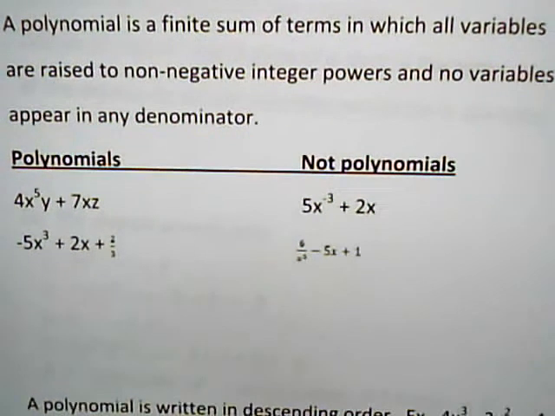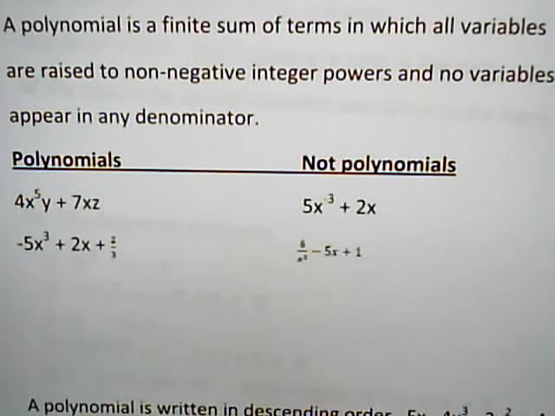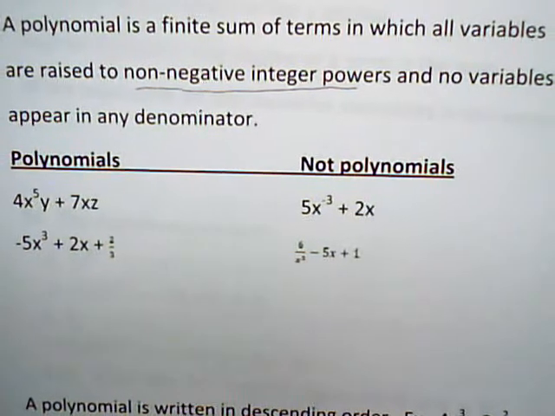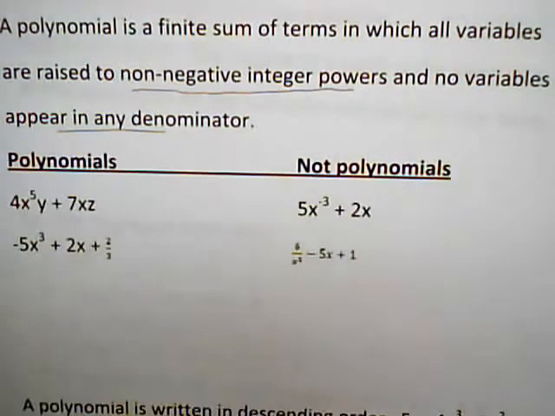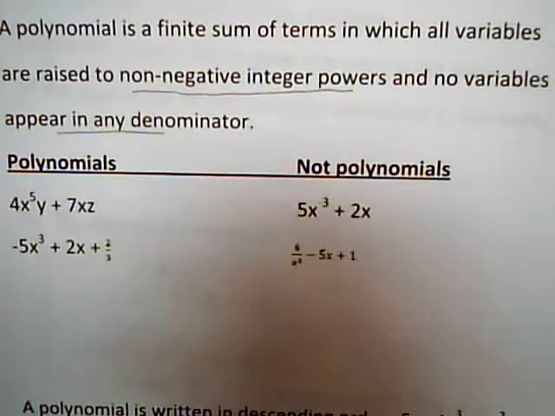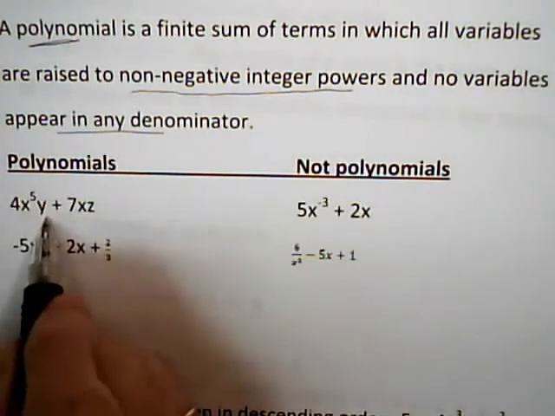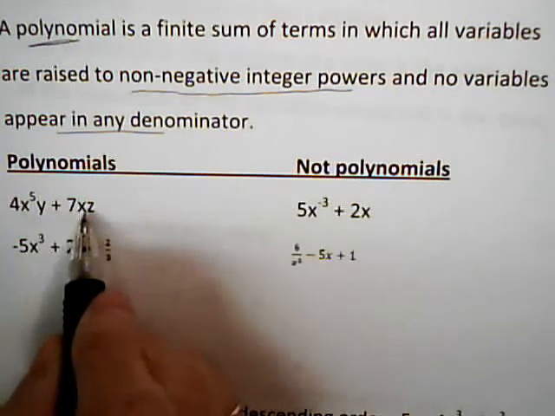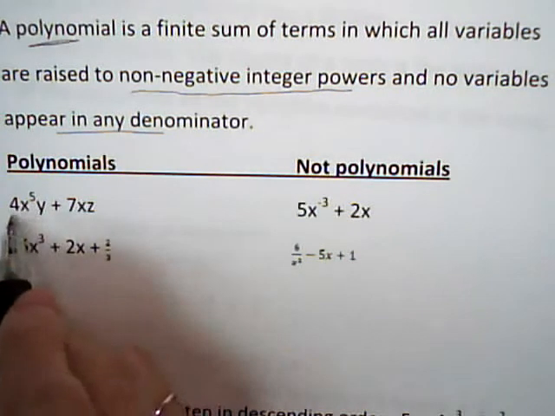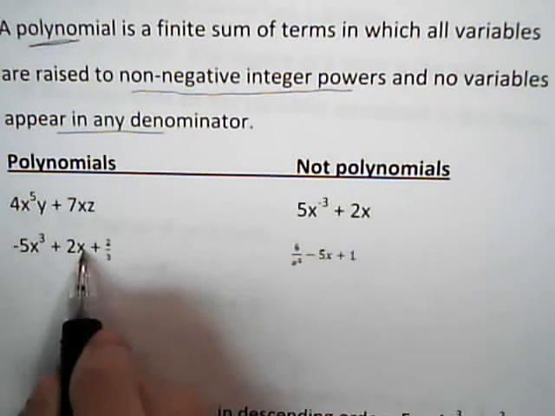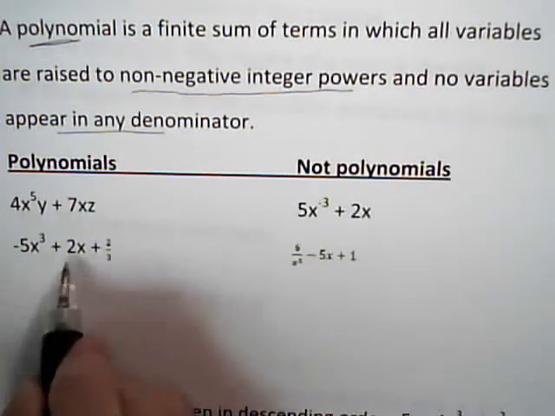A polynomial is a finite sum of terms in which all variables are raised to non-negative integer powers and no variables appear in the denominator. Okay, now let's look at this. This is where we're going to put several terms together. A polynomial. Poly means many. If we have 4x to the fifth y plus, notice they're added, 7xz, that's a polynomial. There's one term, there's two terms. Negative 5x cubed plus 2x plus 2/3, there's a polynomial, 3 terms.